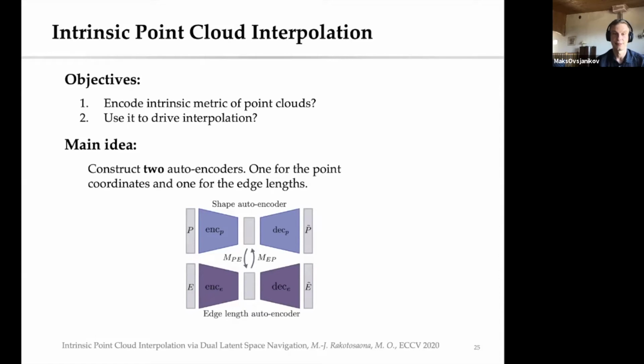Instead of constructing a single autoencoder that just encodes the shape geometry, the coordinates of the points, let's construct two autoencoders. The first one encodes the geometry, the extrinsic embedding, and the second one encodes the edge lengths of the underlying meshes, which you can have during training. So one of these encoders encodes the extrinsic information, and the second one encodes the intrinsic information, the edge lengths. And we also have some connections between these representations. So how does this work?